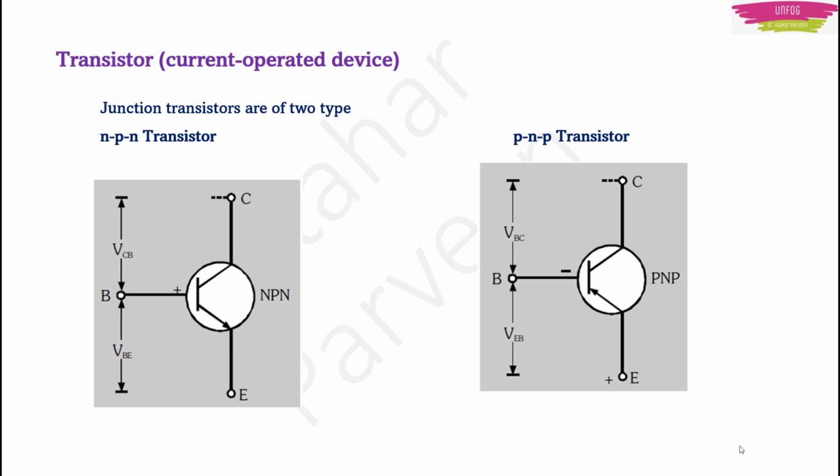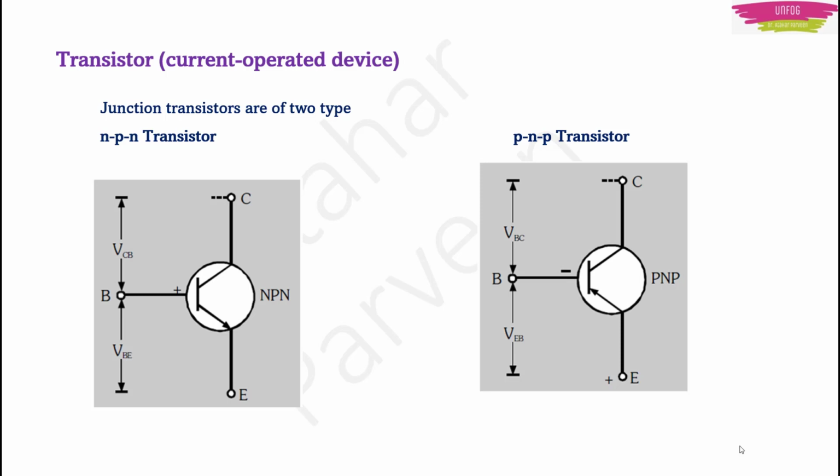Here in NPN, your majority charge carriers will flow through the emitter to the ground, you can say. They are moving through the emitter. But in PNP, they are moving through the emitter away from the ground. They are moving towards the base, you can say. Now, what are the majority charge carriers in NPN and PNP? We will talk all about that.